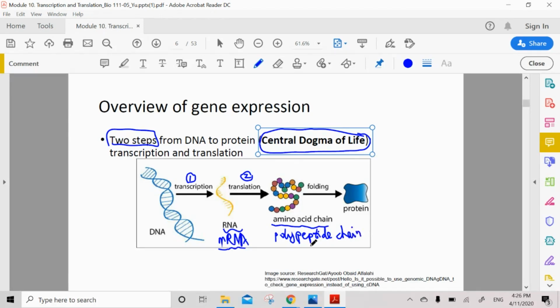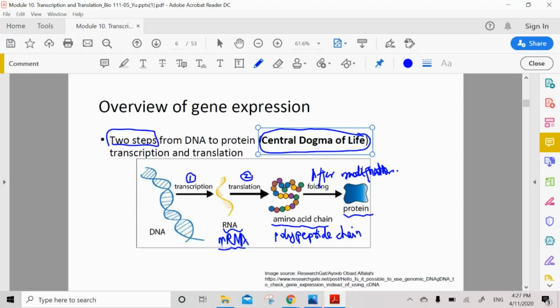Poly means many, right? So this chain has more than one amino acid. And then these chains may go through some modifications. They may have to be folded in the correct way, and then different chains may interact and form a complete protein molecule. So after some modification, you have the end product, the functional product, which is protein.